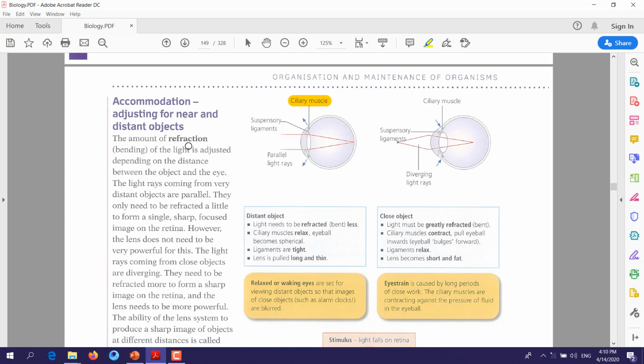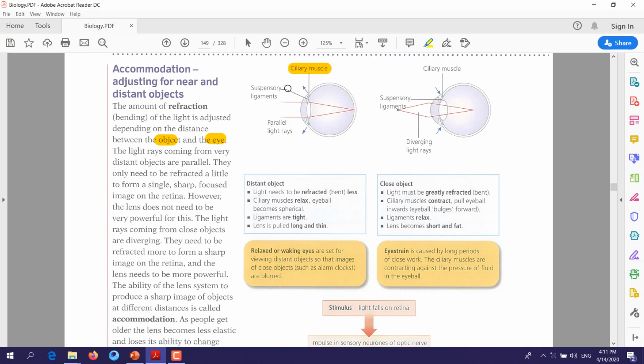The amount of refraction of the light is adjusted depending on the distance between the object and the eye. We said when light enters the eye, it will bend or refract. So the amount of bending depends on what? It depends on the distance between the object and the eye. All of this is for getting a sharp image, or a clear image. So these muscles will contract or relax depending on the distance between the object and the eye.